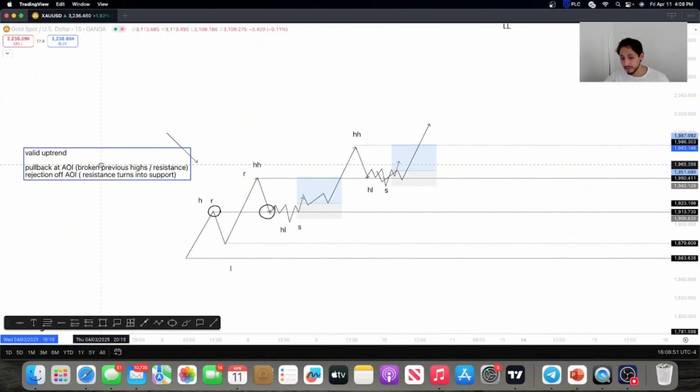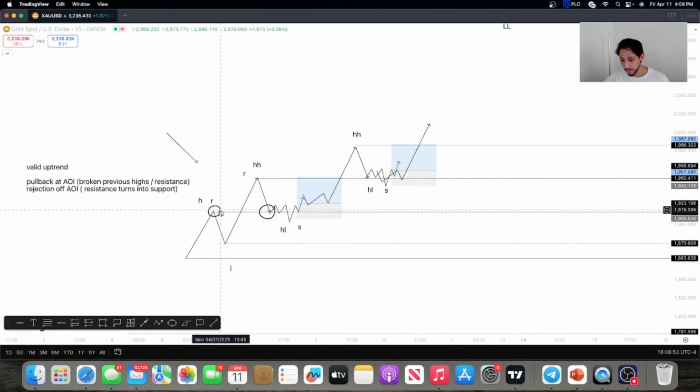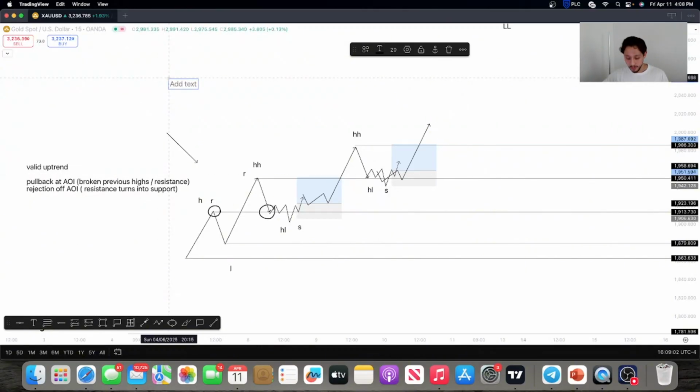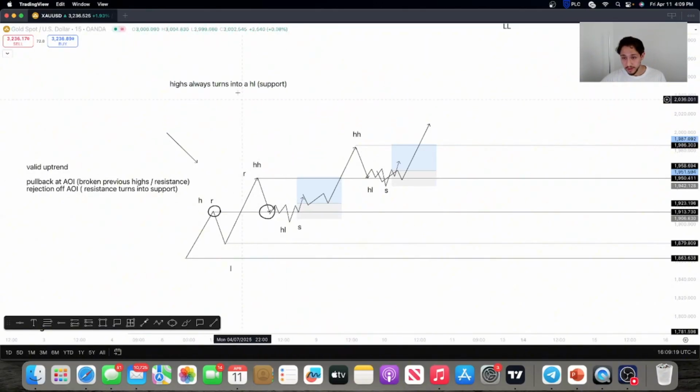This is how you guys can confirm a proper uptrend, right? Resistance turns into support. We're holding this level strong. We're rejecting that previous high, which now turns into a higher low. So this is how you confirm it as well. Highs always turn, oh, I wrote this wrong. Always turns into a higher low slash support, right? Highs are always turning into a higher low.